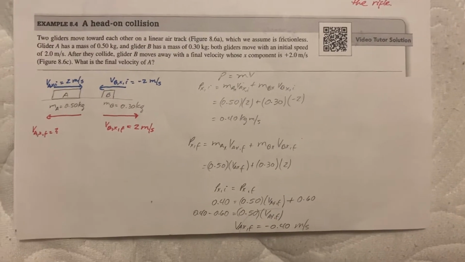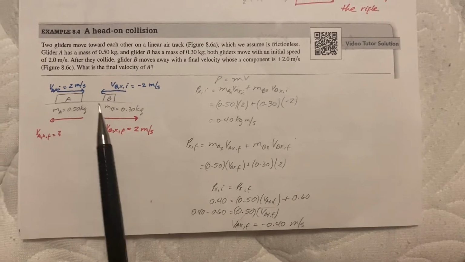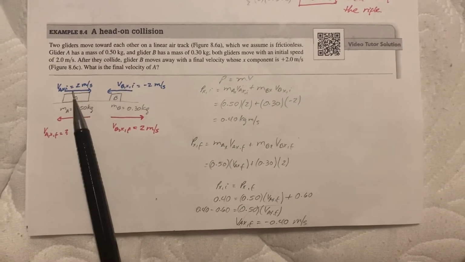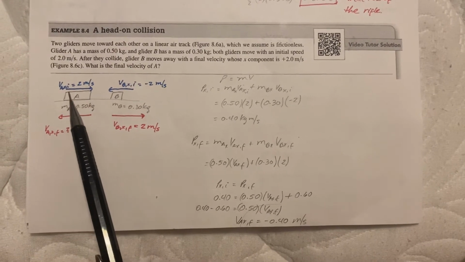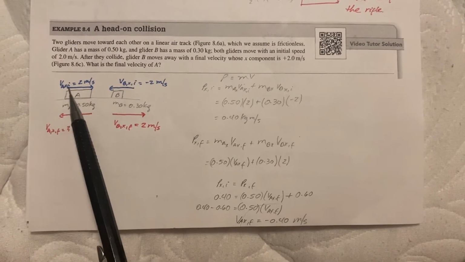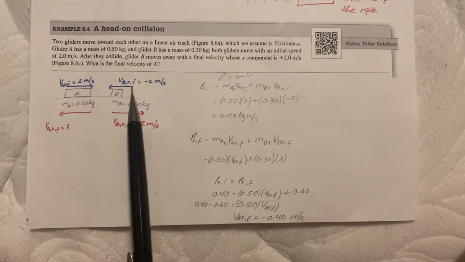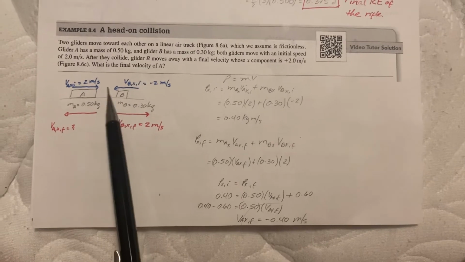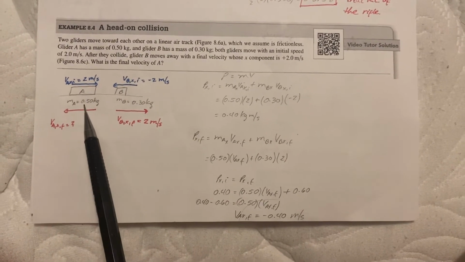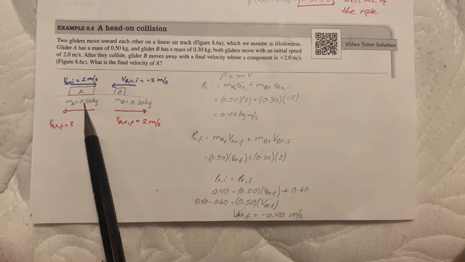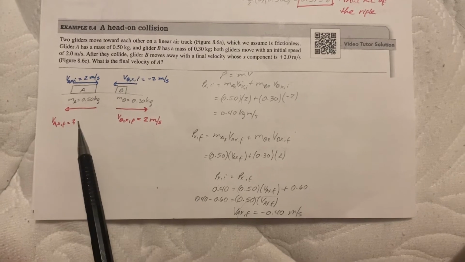This is the third example that I showed from chapter A. We have two objects, A and B, that are going to collide. A is going to have an initial velocity of 2 meters per second, and B is going to have an initial velocity of negative 2 meters per second. So their velocities are equal but in opposite directions. The mass of A is 0.50 kilograms, and the mass of B is 0.30 kilograms.